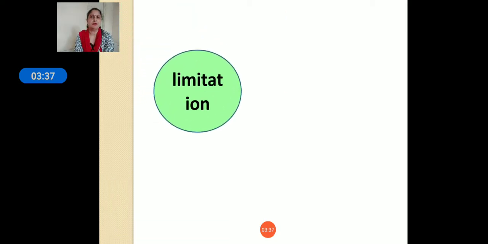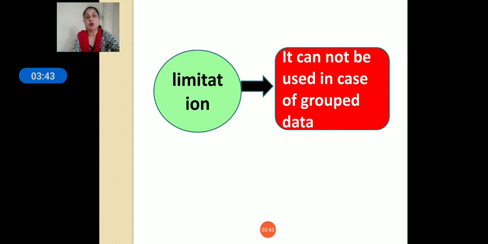Now, the limitation of this one. The limitation is that we cannot use this method when the data is grouped. When data is grouped, we cannot assign ranks. How will we assign rank when grouped data is given? So it cannot be used in case of grouped data.